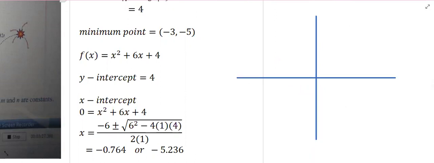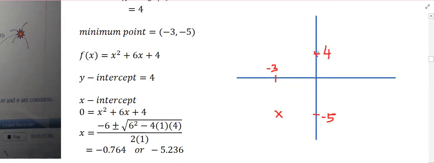Okay, we'll see my minimum point first. Negative 3 and negative 5. X is negative 3, Y is negative 5. This is the minimum point. So I cross here, the Y intercept is 4. Here, 4.